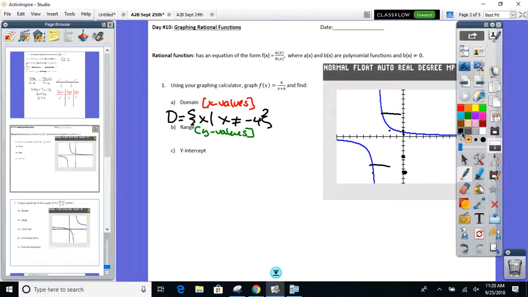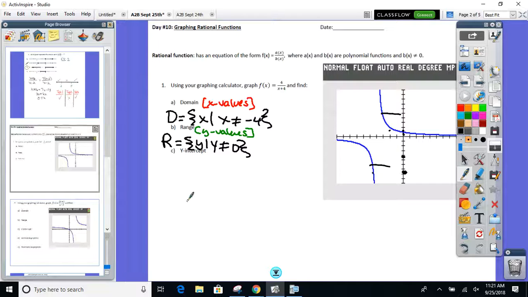So 0. We go back to the range: instead of x, now I'll put y, such that y cannot equal what here? Cannot equal 0. Does everybody see why I'm picking -4 for my domain and 0 for my range? Ask it now.